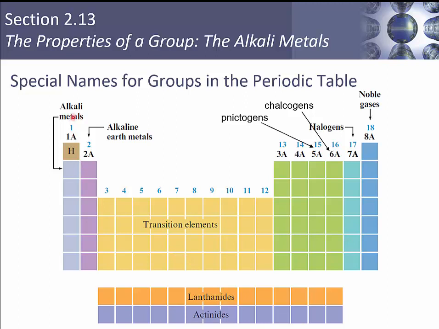Column number 1, or group 1A, are called the alkali metals. This is because when you take a metal like lithium and put it in water, it's going to produce hydroxide, and that hydroxide makes something basic, and the term alkali describes something that is basic.